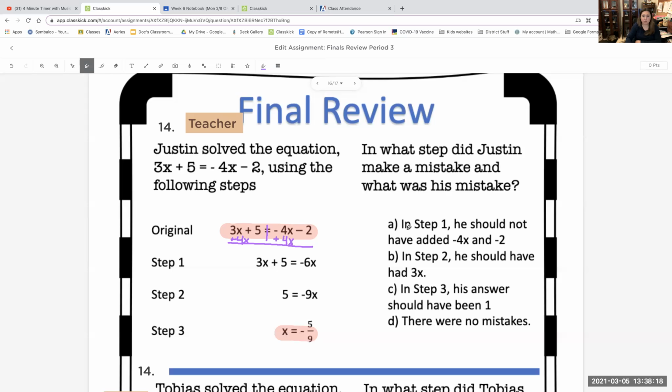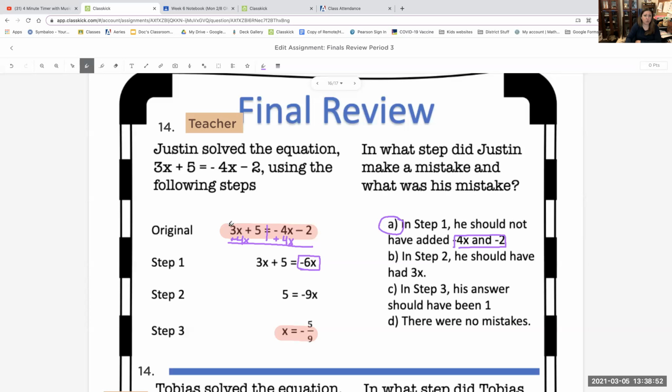So let's look at what it says. In step 1, he should not have added -4x and -2. Because that's what it seems like he did. It looks like he added -4x and a -2 to get to -6x. That's a no-no. Okay, we can't add these two guys together. So then what was his mistake? His mistake was A, the fact that he did that piece.